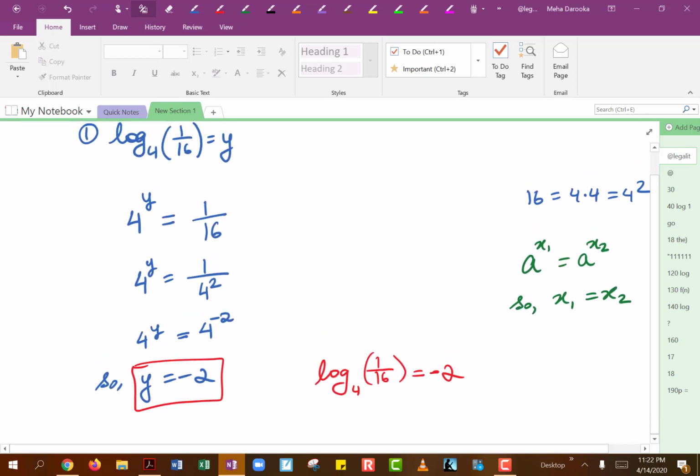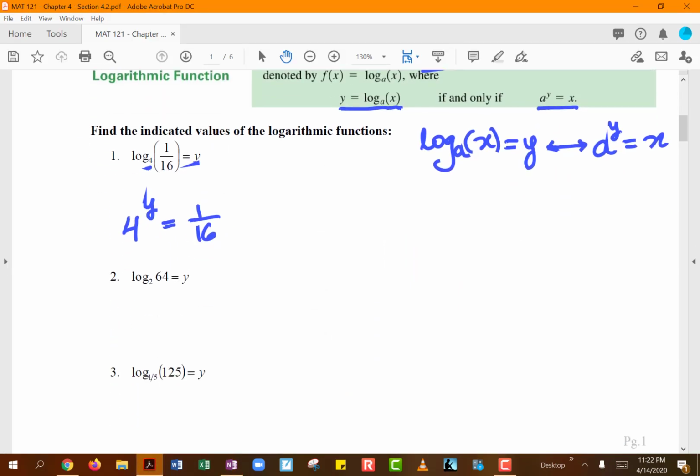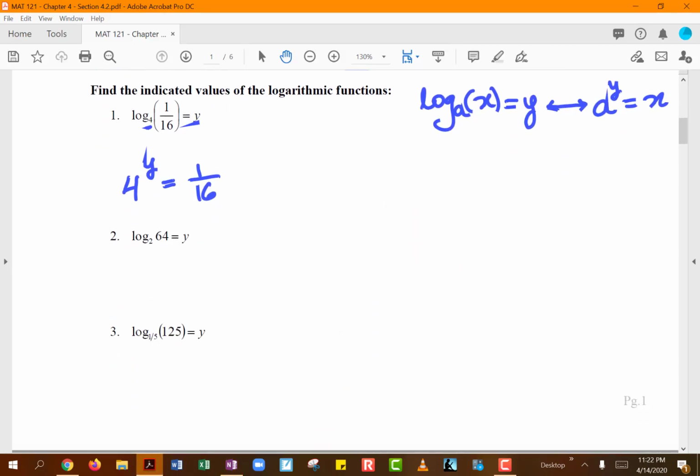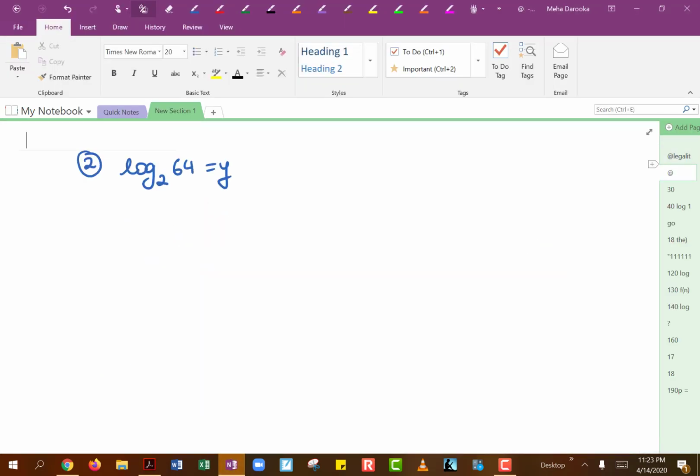Okay. All right, let's look at our next example here. So again, you are given log of 64 with base 2 equals y. So again, we need to rewrite this in exponential format. So this is base 2. That will be base 2 in our exponential form equal to y. So that y is our exponent. And this will equal 64. Okay. All right, so let's go ahead and solve this guy here. So again, rewrite this as 2 raised to the power of y equals 64.